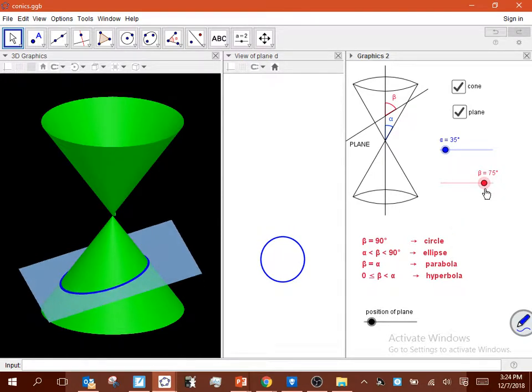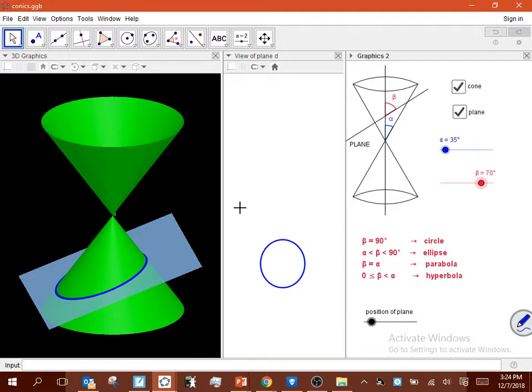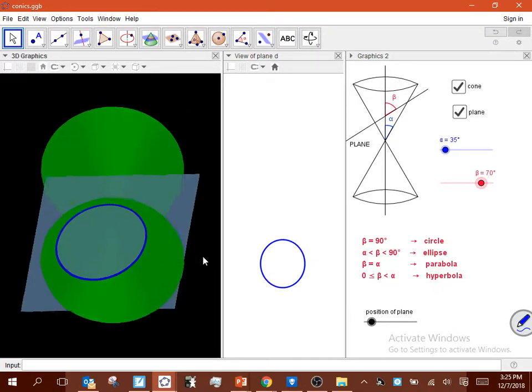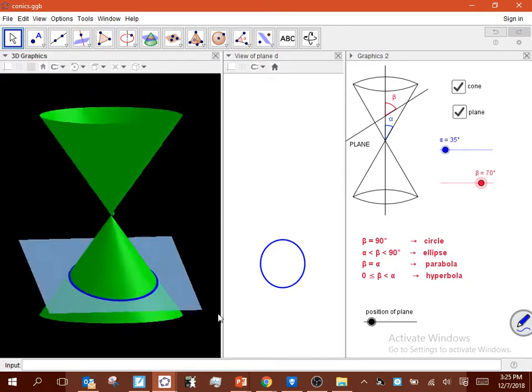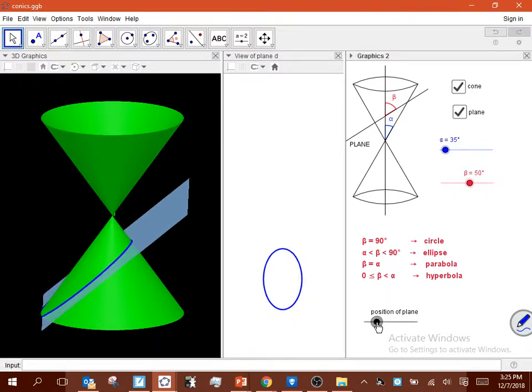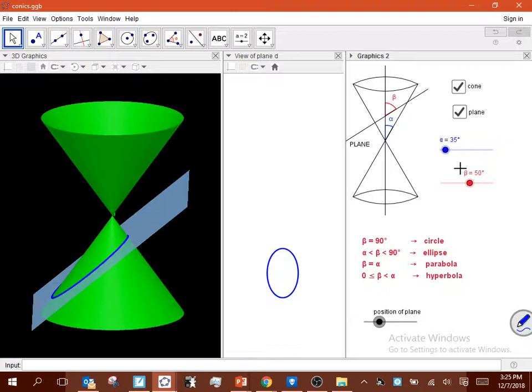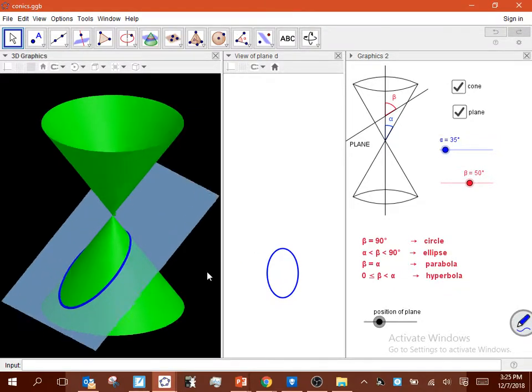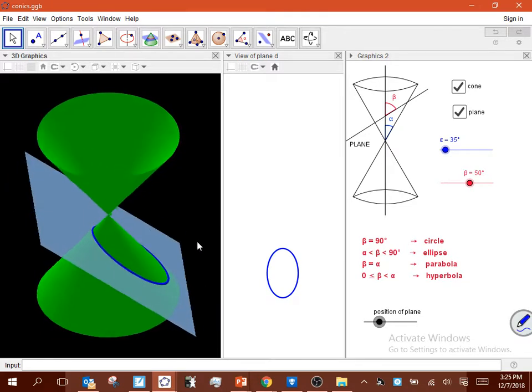If I do this, so now the angle of my plane is greater than the angle of that cone, or half the vertex angle of that cone, we get an ellipse. The cross section here, you're not seeing so much as an ellipse. I think it's kind of distorted a little bit. But if I look over here, that cross section is an ellipse, and if I bring the degrees of these two things closer to one another, we do see that we're getting an elongated circle there, or an ellipse.